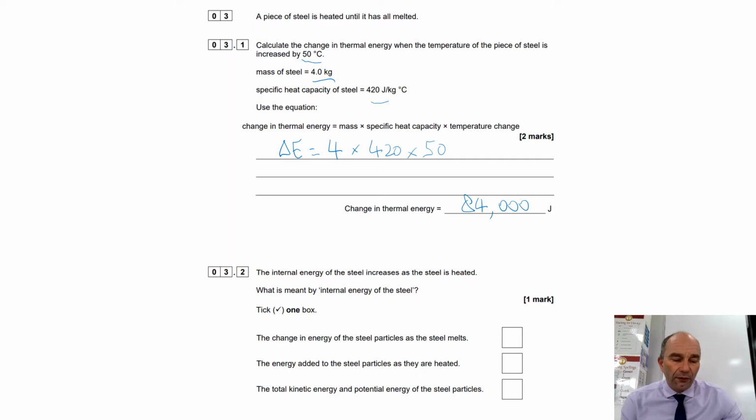3.2. The internal energy of the steel increases as the steel is heated. What is meant by the internal energy of steel? Now, the change in energy of the steel particles as the steel melts, that's definitely not the case. The energy added to the steel particles as they are heated, that's not correct either. So the total kinetic energy and the potential energy of the steel particles, that is basically the internal energy. So it's a combination of pretty much the movement of those particles and the position they are on that material. So the last option is the only correct option on that.